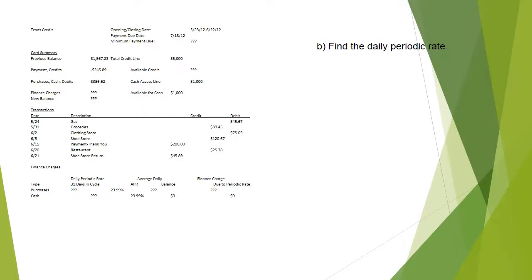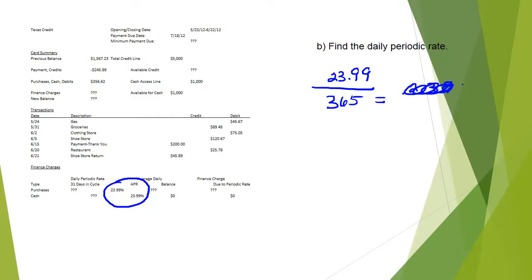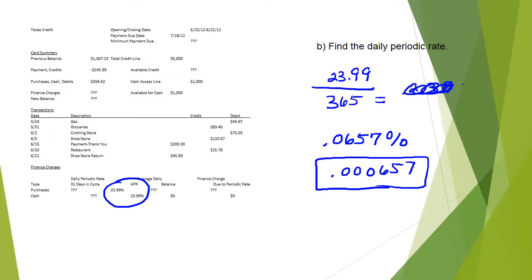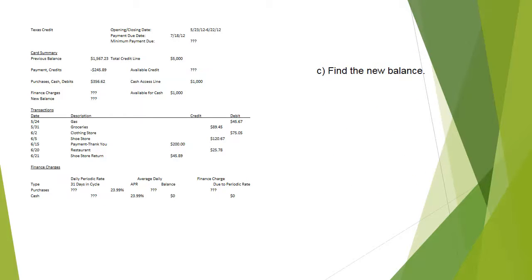Now to figure out the daily periodic rate, you just need to find what your APR is. My APR is 23.99, and divide it by 365 days in a year. So that's going to give me 0.239, well, it's converting it to a decimal, but that's going to give me 0.0657%. Now as a decimal, that's 0.000657, and this will be important because on the next slide we need to figure out what our new balance is.